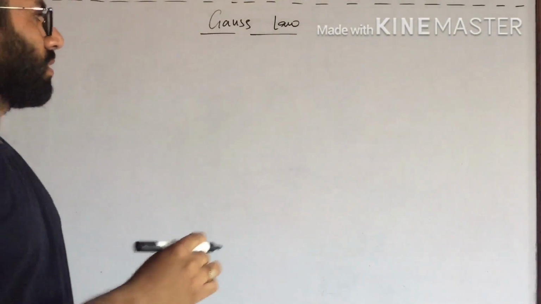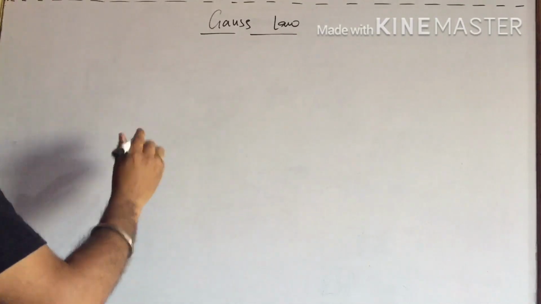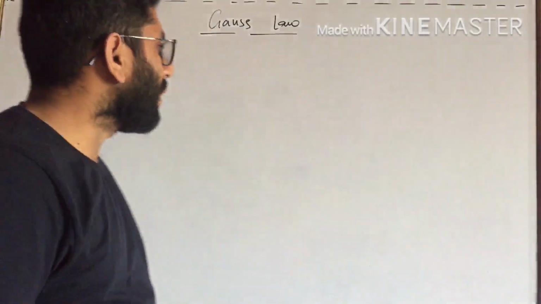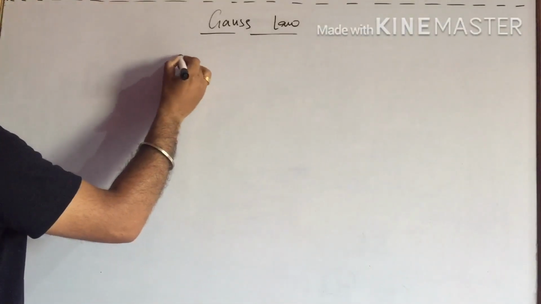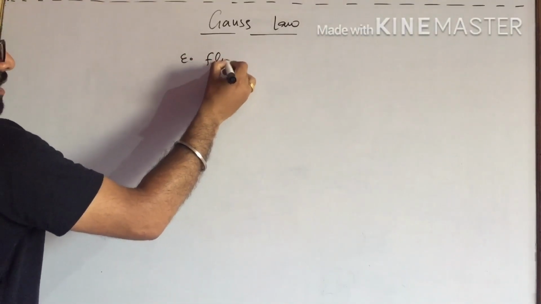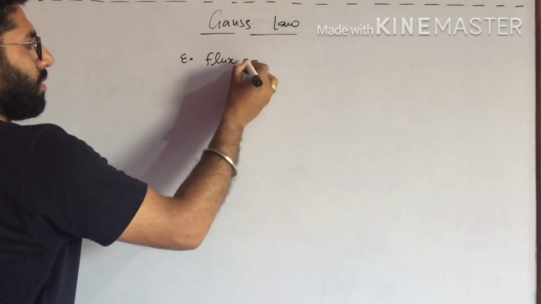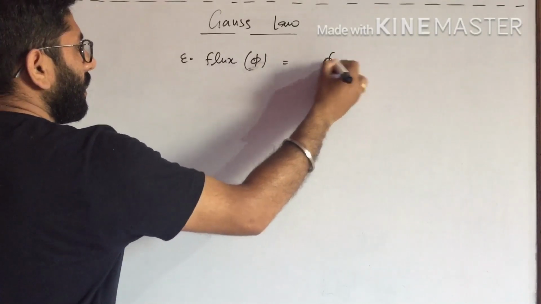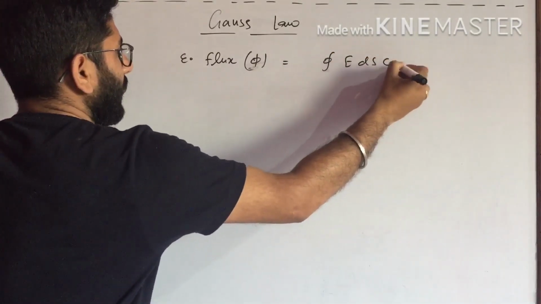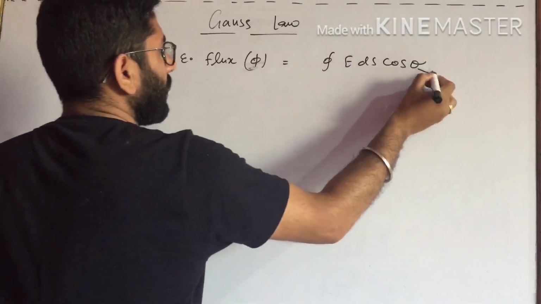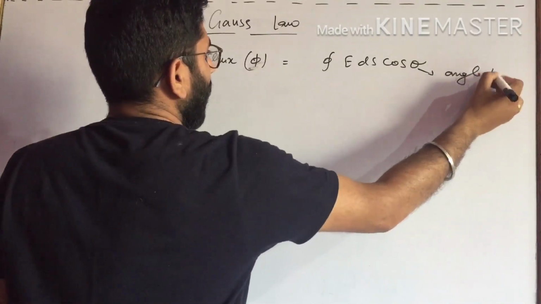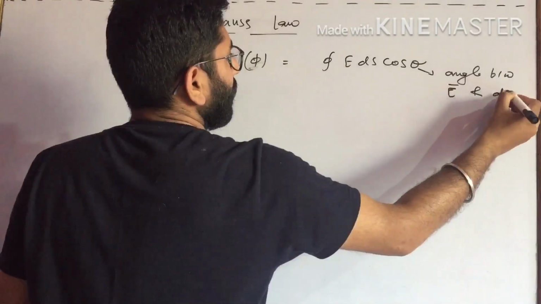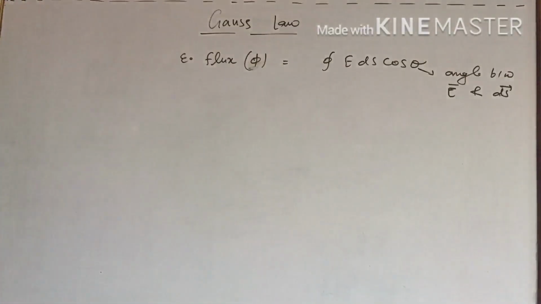So before we discuss Gauss Law, I hope you all know about the relation between electric flux and electric field, which is that the flux passing through a surface, denoted by phi, is the integral of E dS cos theta, where theta is the angle between the electric field and the area vector.